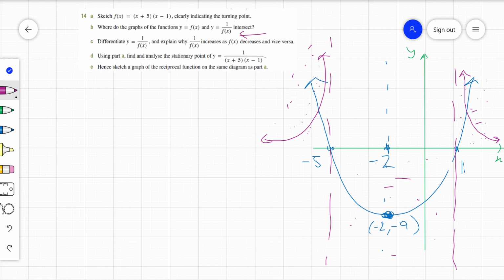And we can take a point, for example, this stationary point is at minus 9, and 1 on minus 9 is negative 1/9. So I know that that point is going to go up, let's put it here, which is now going to become (minus 2, negative 1/9). All right, that point there.